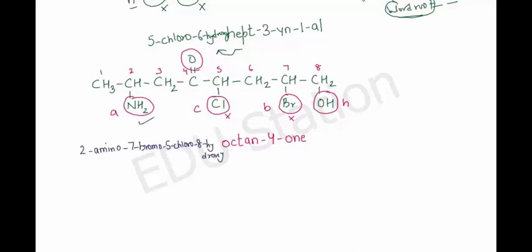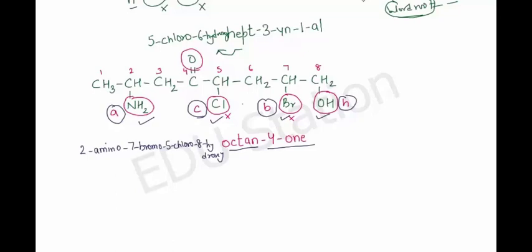2 amino, 5 chloro, 7 bromo and 8 hydroxy. We are just putting them in alphabetic order. So A, then B, then C and then H. After that you are writing the word root followed by the principal functional group.